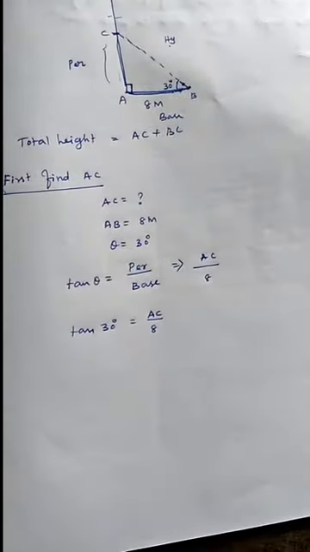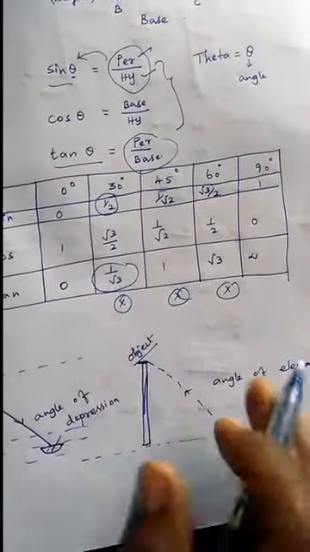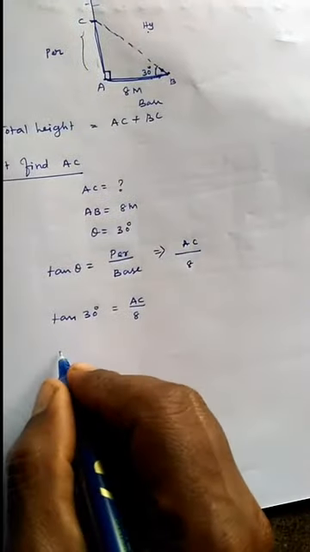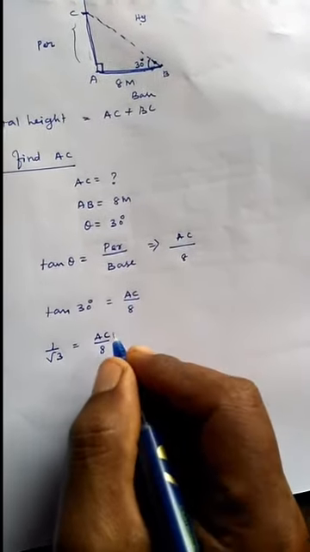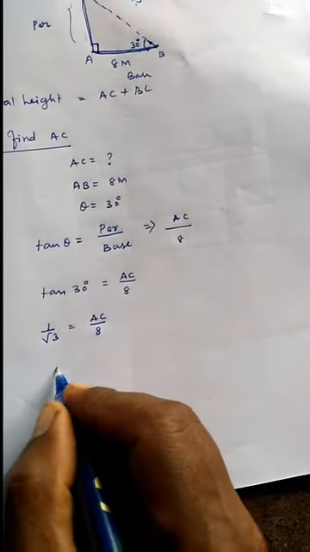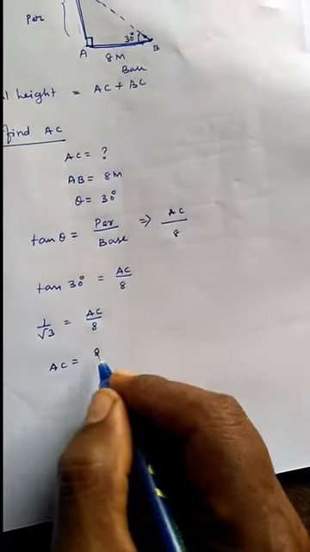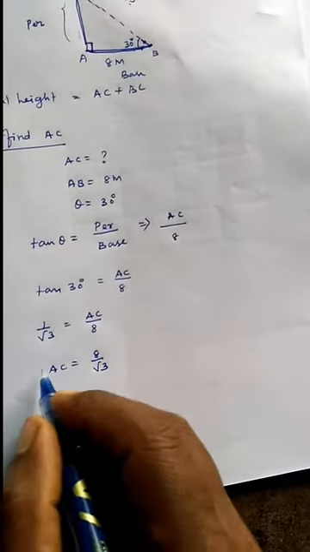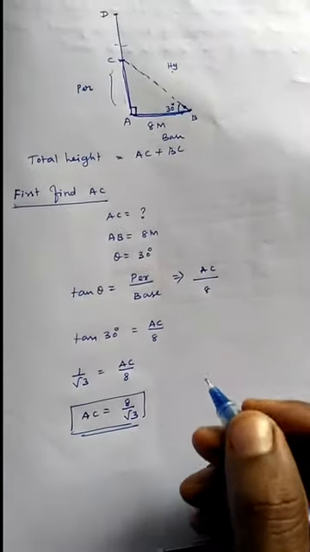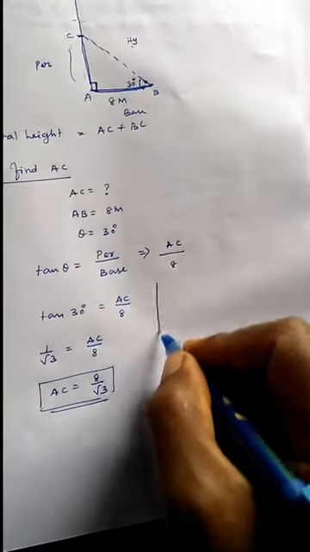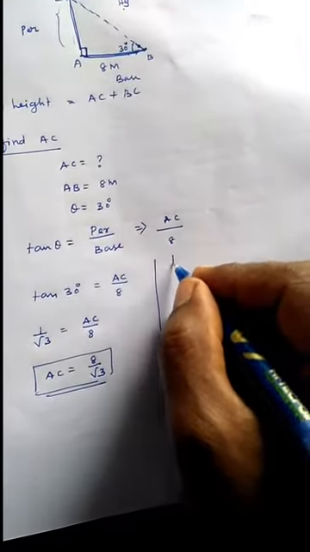Tan 30 value in the table column you can see here, tan 30 value is 1 by root 3. So take tan 30 value 1 by root 3 equal to AC by 8. If you want to find out AC value, take opposite, then you will get AC equal to 8 by root 3, which is the A to C distance, means the perpendicular distance. So let's find out now hypotenuse, means BC.